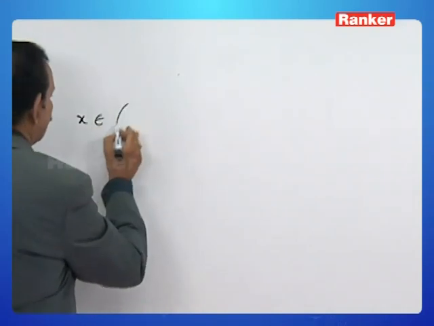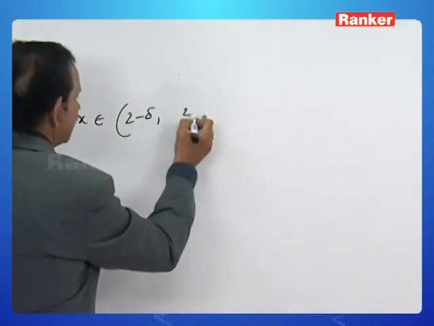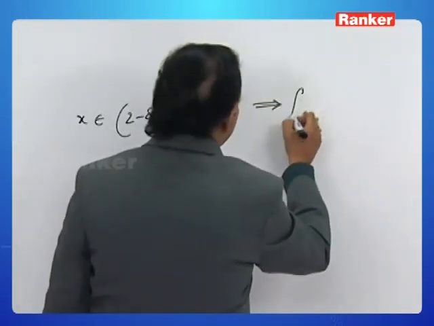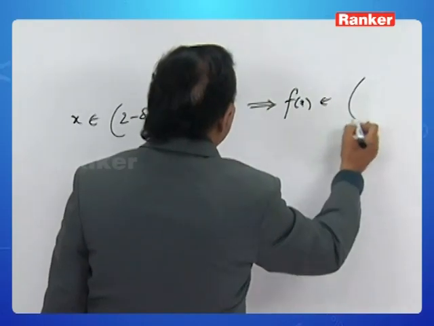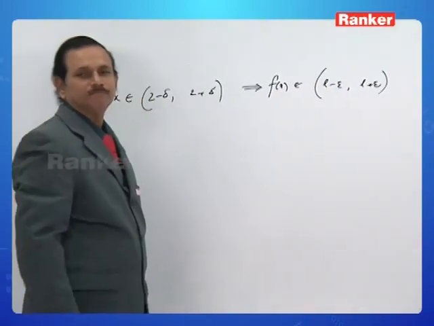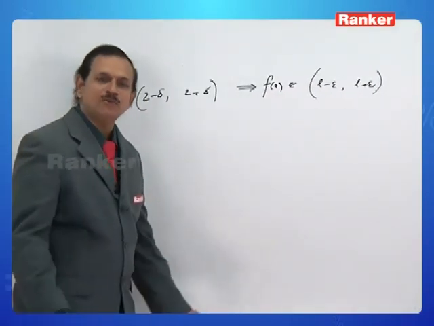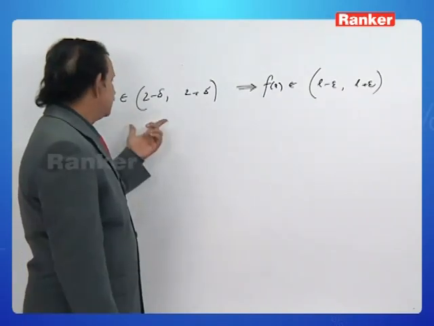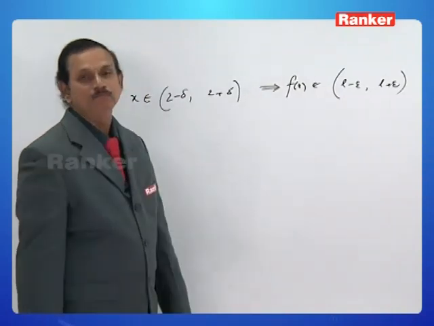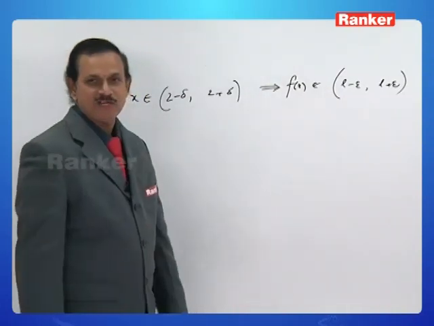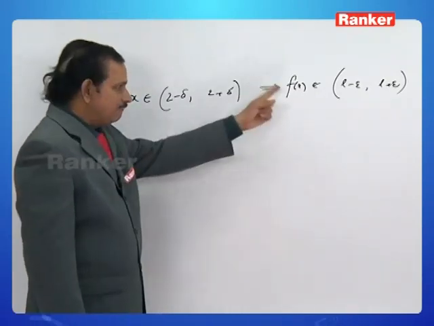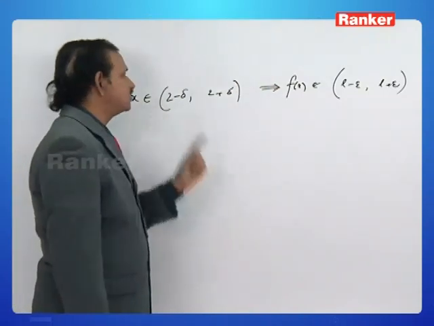X belongs to open interval 2 minus delta to 2 plus delta implies f of x belongs to L minus epsilon to L plus epsilon, see? If it is possible to have a step of this form where epsilon and delta are very, very small positive real numbers, then we say that f of x tends to L as x tends to 2.